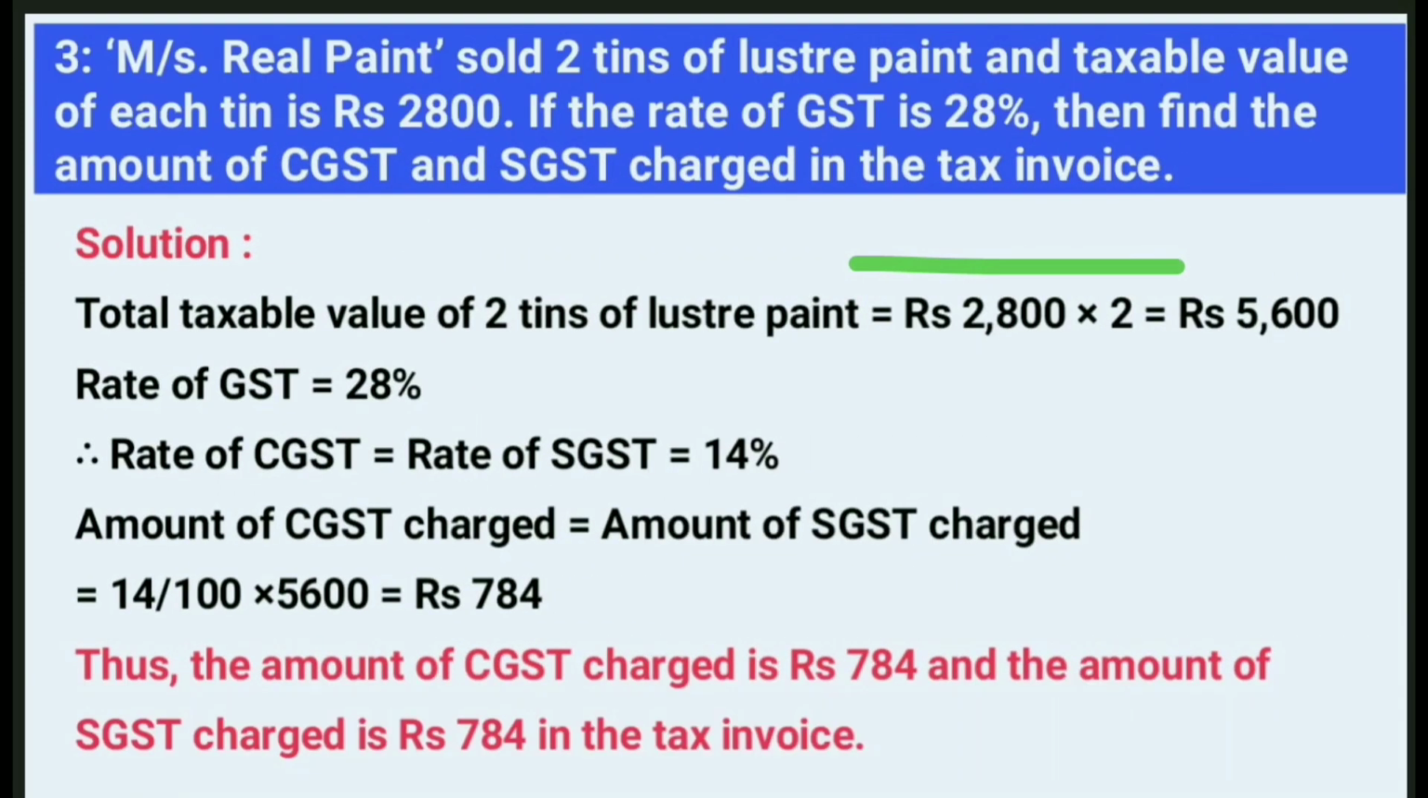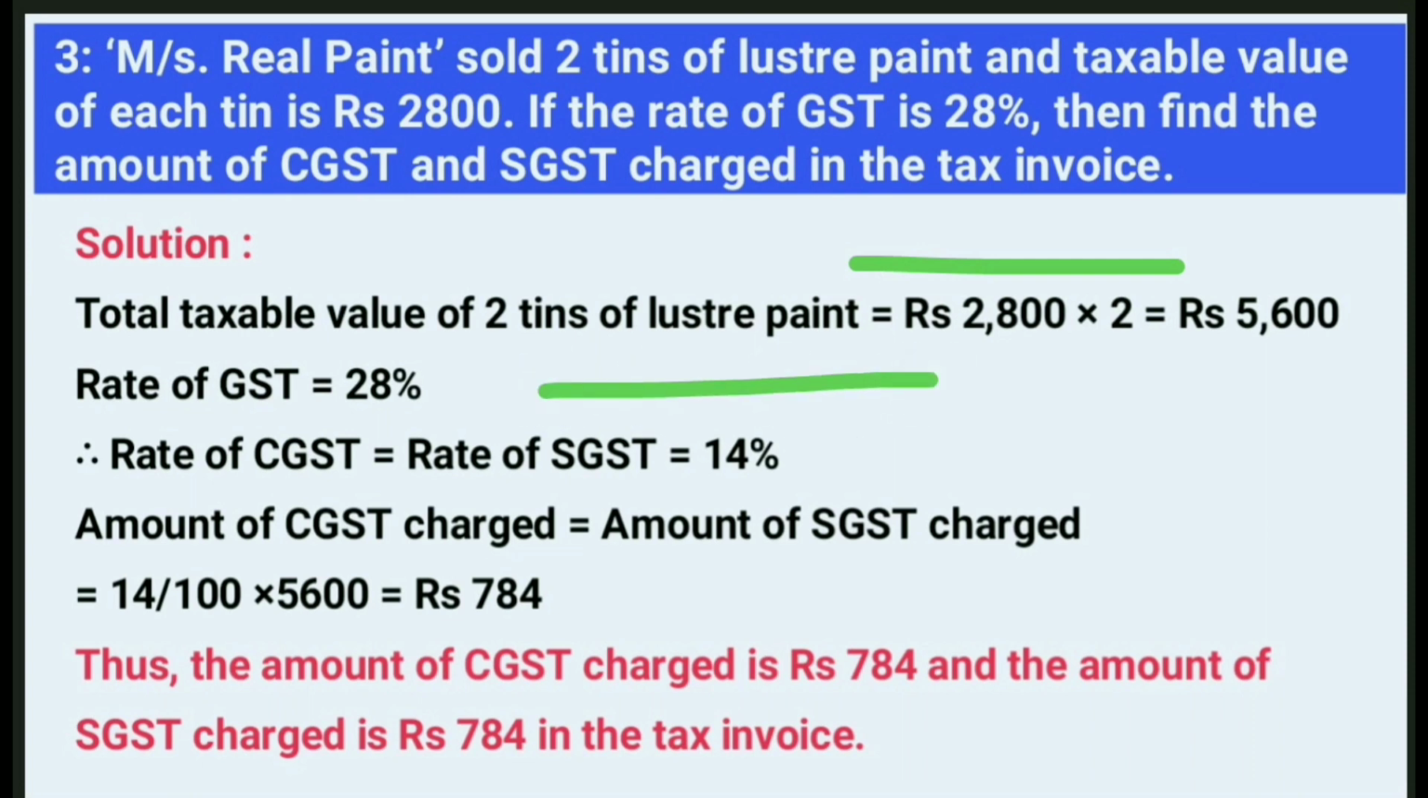क्वेश्चन नंबर 3 देखेंगे, Messrs Real Paint sold 2 tins luster paint and taxable value of each tin is rupees 2,800. If the rate of GST is 28%, then find the amount of CGST and SGST charge in the tax invoice. Solution, total taxable values of 2 tins of luster paint is equal to 2800 multiplied by 2, so that equals to rupees 5600. Now rate of GST is 28%, that is given.